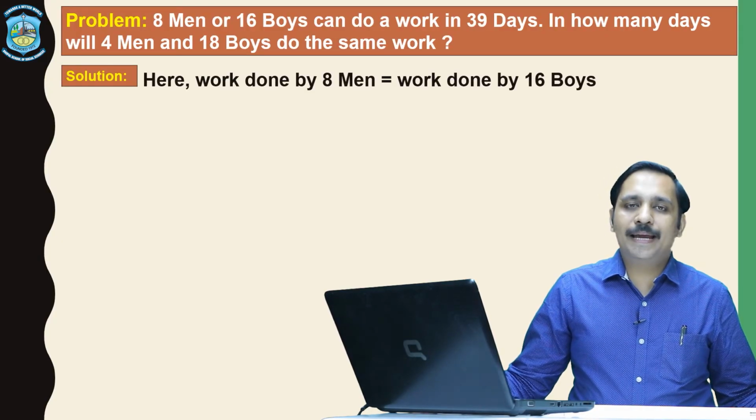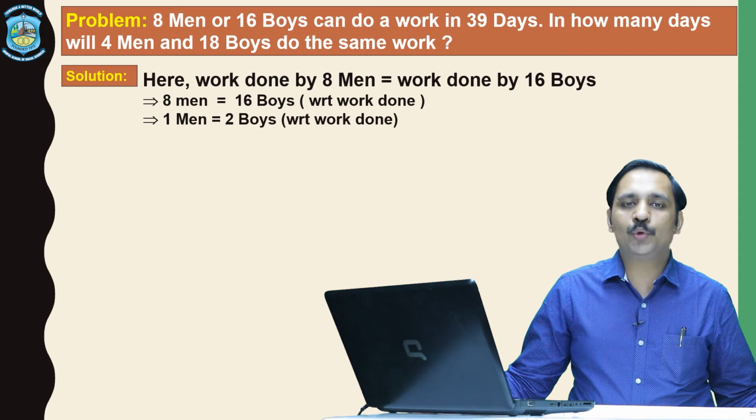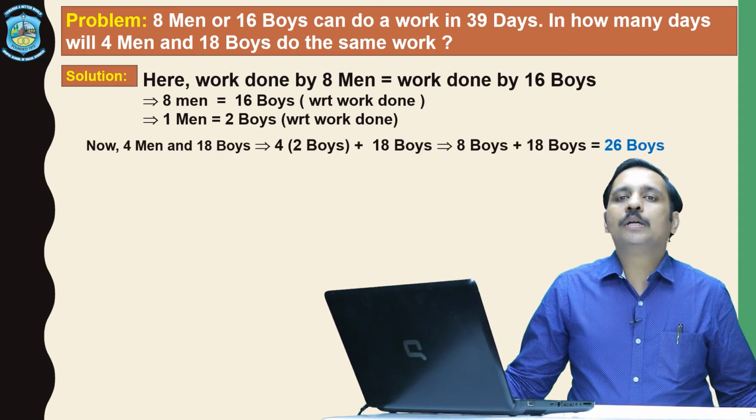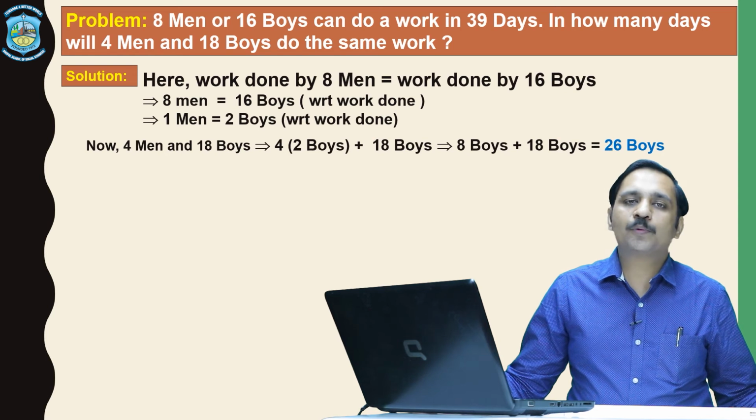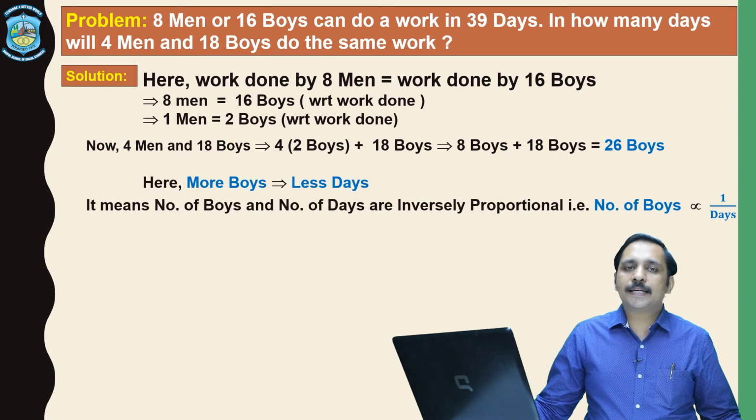Here, work done by 8 men is equal to work done by 16 boys. That means 8 men is equal to 16 boys with respect to the work done. Hence, 1 man is equal to 2 boys with respect to work done. Now, 4 men and 18 boys can be reduced to 4 multiplied by 2 boys, since 1 man is equal to 2 boys, plus 18 boys. That means the total is 26 boys.